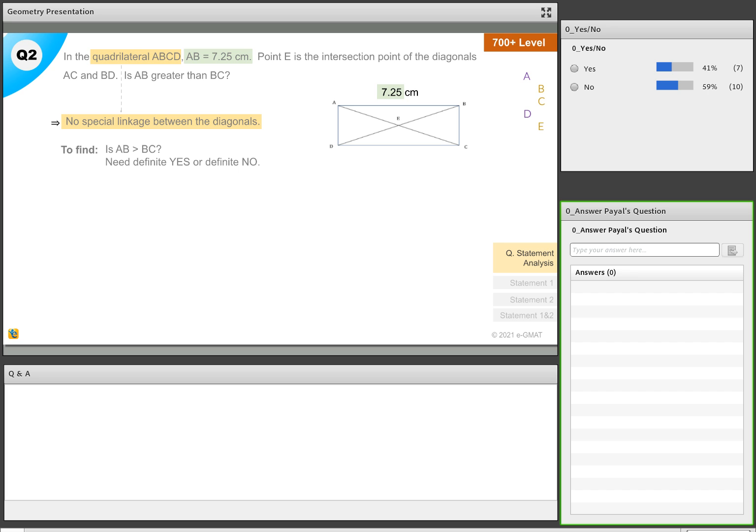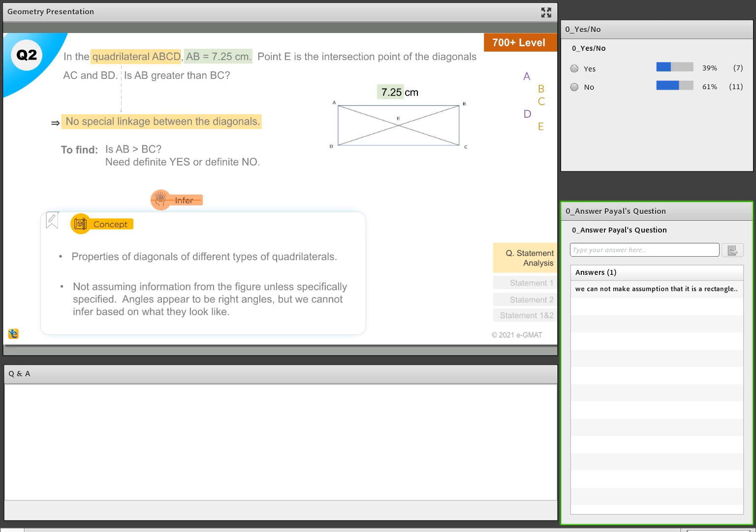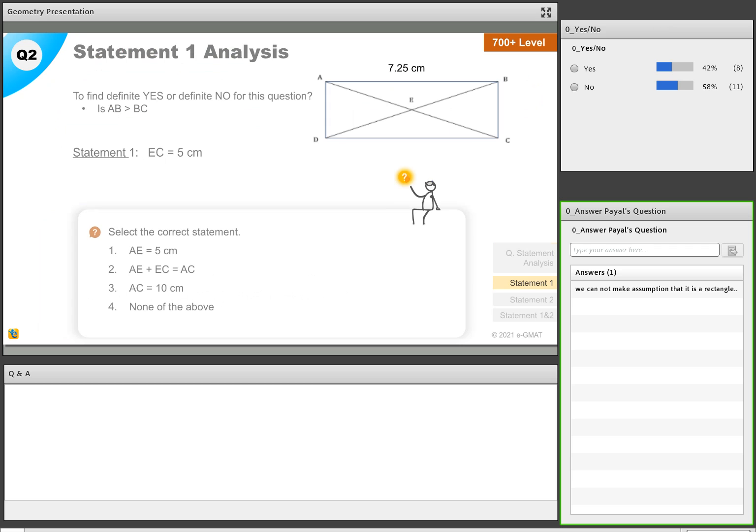So one major learning for you from this question is: do not make assumptions. You cannot assume that it's a rectangle unless it's explicitly stated. So it's a quadrilateral and there is no special linkage between the diagonals of a quadrilateral, which is what you're inferring, okay? And what we need to figure out is whether one side of this quadrilateral is greater than the other side. Now let's take a look at statement 1.